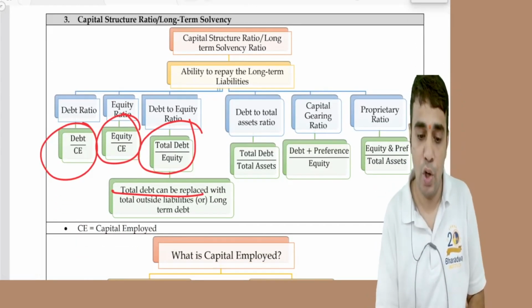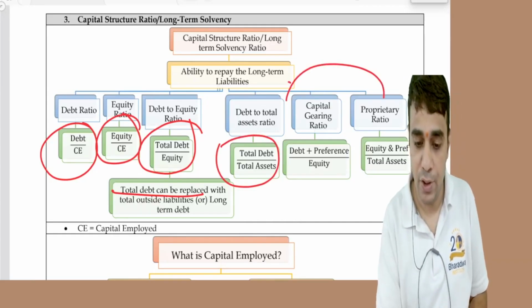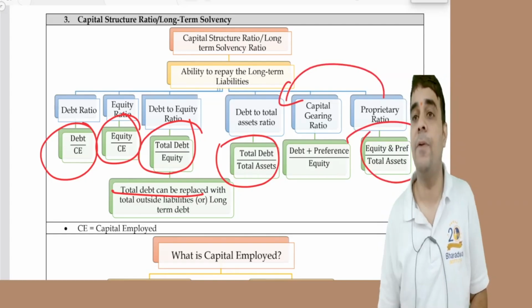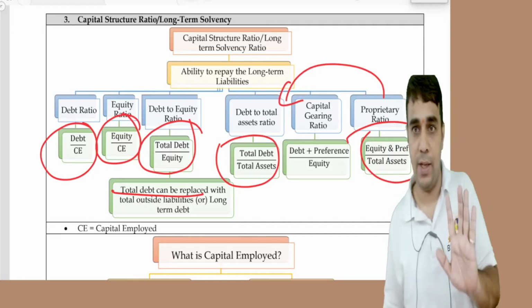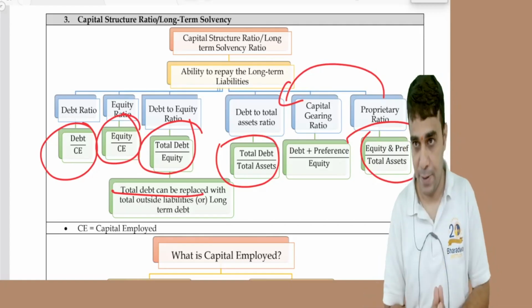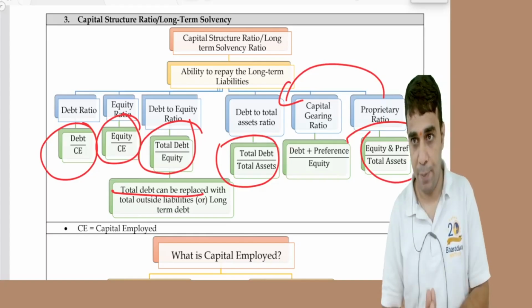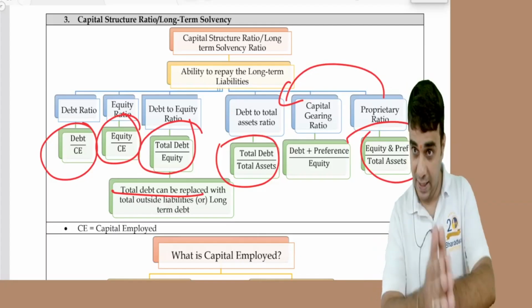So the next category was this asset ratio, which is what? Total debt divided by total asset. Ideally, I should have clubbed it here: equity and preference divided by total asset. One ratio is still pending, which I need to discuss. Okay, so I'll recap: debt by capital employed, equity by capital employed, debt by total assets, equity by total assets, debt by equity.